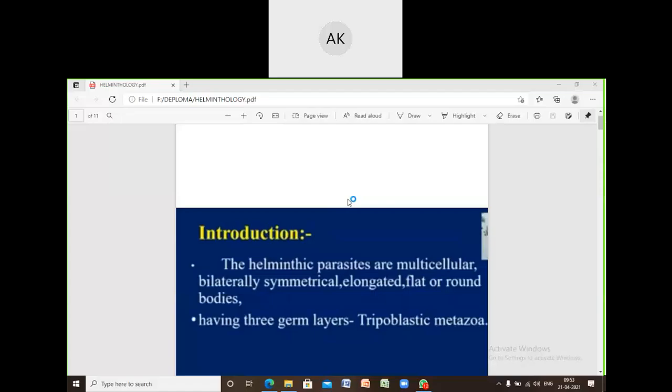Point it is given, they have 3 germ layers. So these Helminth parasites have 3 layers in their body structure. Some have 2 layers and some have 3 layers. So 3-layer parasites are known as triploblastic.